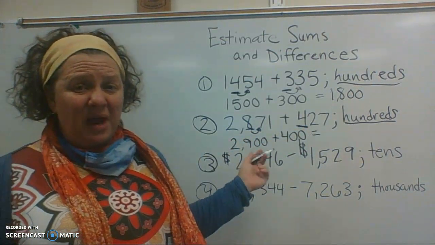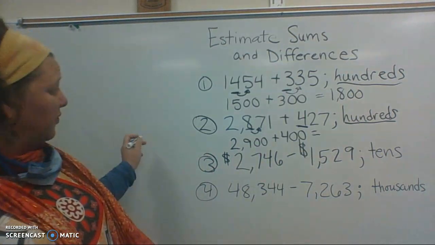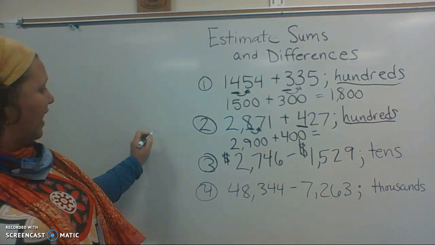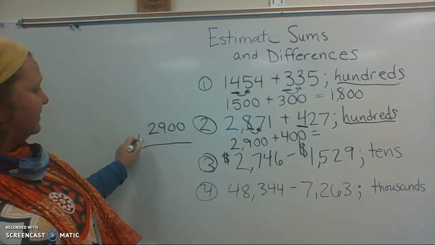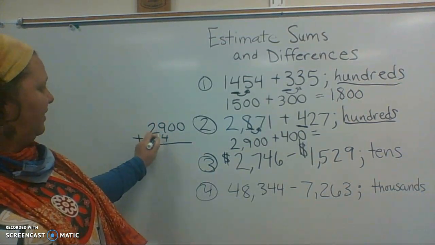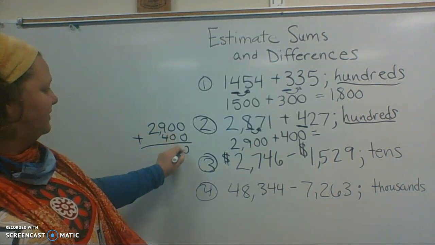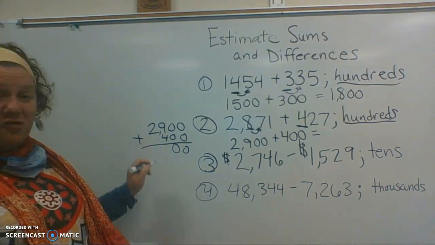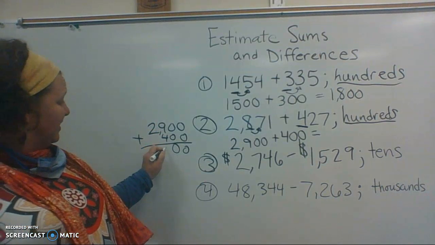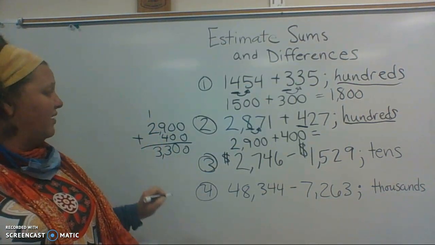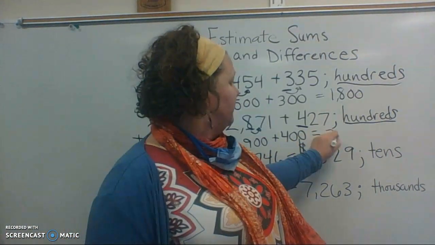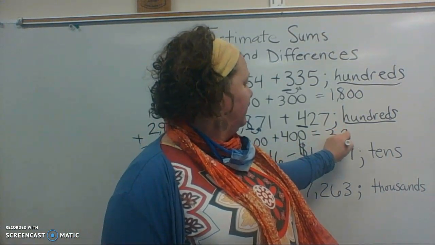So I might want to do this one and write it vertically over here. I'm going to do that just because I think that that's easier for you guys to visualize. So we're going to add 2,900 plus 400. A 9 and a 4 is 13. So I put my 3 down here and carry my 1, and then I have 3,300 is my answer. Okay.